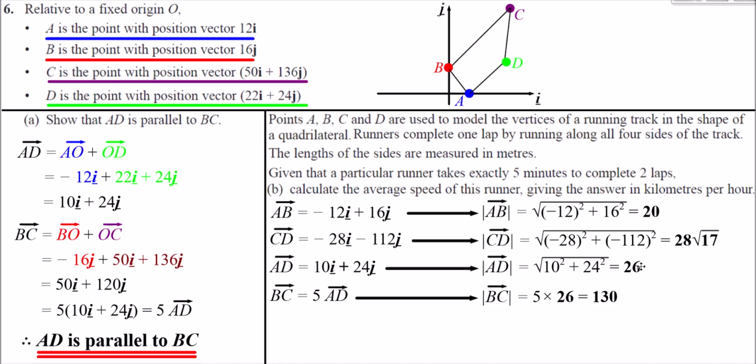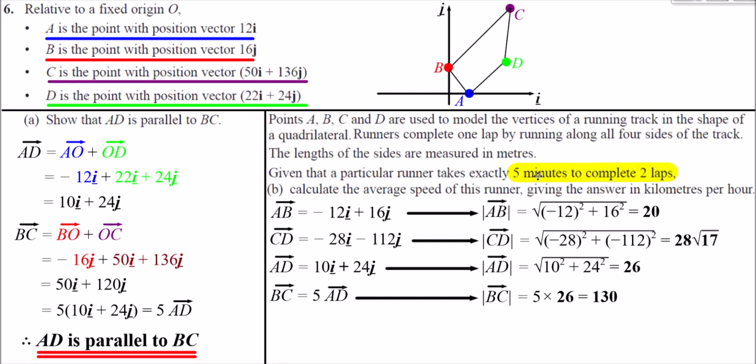However, it's not just one lap this person's doing, they're doing 2 laps. It says here they take 5 minutes to complete 2 laps. We want the speed of this runner, and we want our answer in kilometres per hour. Kilometres per hour just literally means how many kilometres would this person do in exactly 1 hour. The examiner I think has been quite nice today.